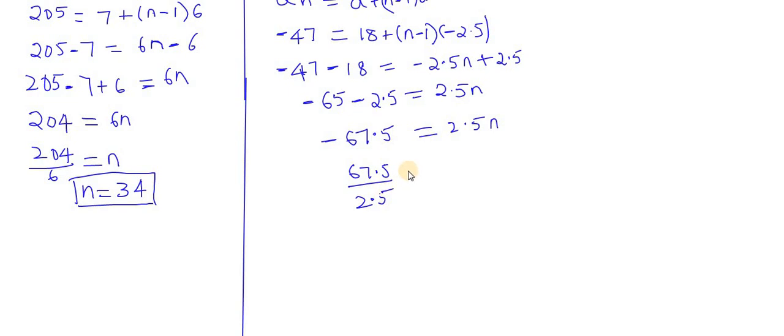is equal to n. Now simplify this. So here the n value is equal to 27. Our n value is 27. Okay, I hope all of you understood.